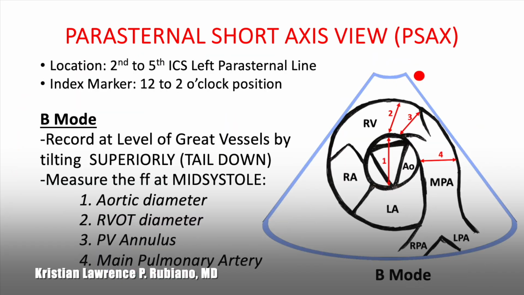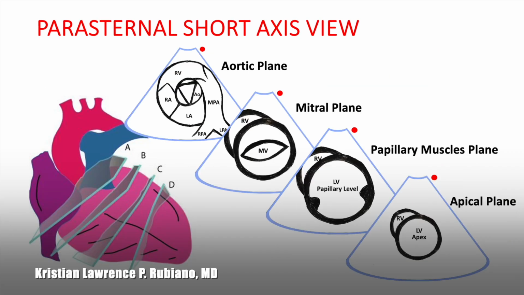We just need to rotate the probe marker to the 12 to 2 o'clock position to visualize the P-sax view. Then we need to tail up gradually to visualize at different planes, namely the aortic plane, the mitral plane, the papillary muscle plane for our LV study, and if indicated, the apical plane if we are considering any pathologies at the apex.